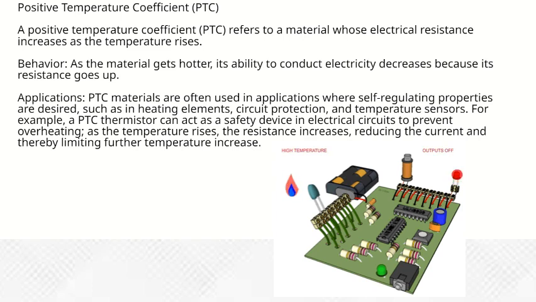resistance goes up. Now, we can find these applicable in that PTC materials are often used in applications where self-regulating properties are desired, such as heating elements, circuit protection, and temperature sensors. So for example, a PTC thermistor can act as a safety device in electrical circuits to prevent overheating. As the temperature rises, the resistance increases, reducing the current and thereby limiting further temperature increase.